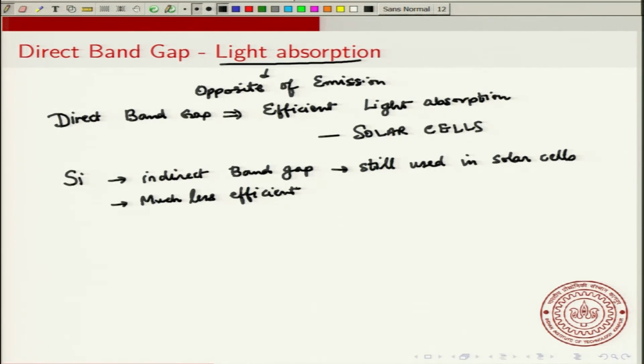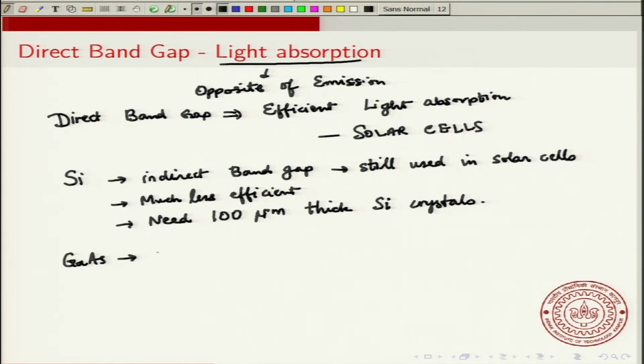And so typically if you want to make a photovoltaic cell using say silicon, you need 100 micrometers thick silicon crystals. In fact, for photovoltaics mostly polycrystalline silicon is used, but you need it to be at least 100 micrometers thick. Now, gallium arsenide on the other hand is a direct band gap material.